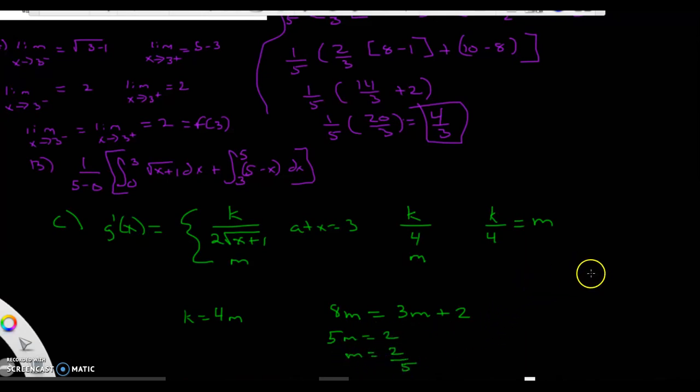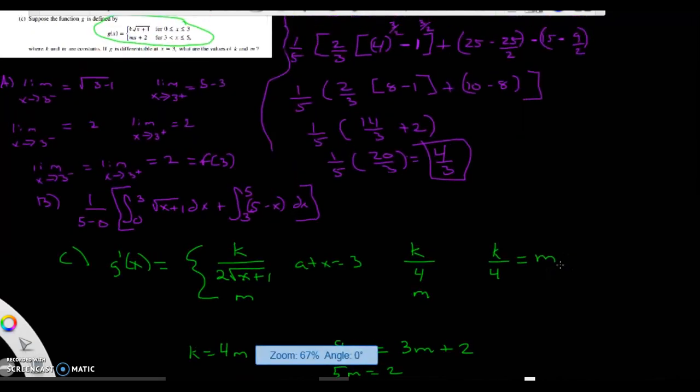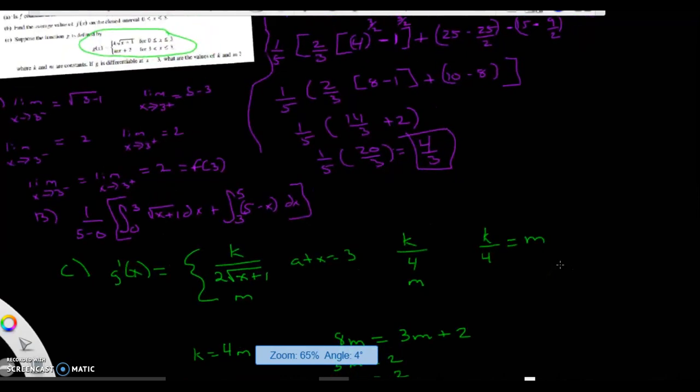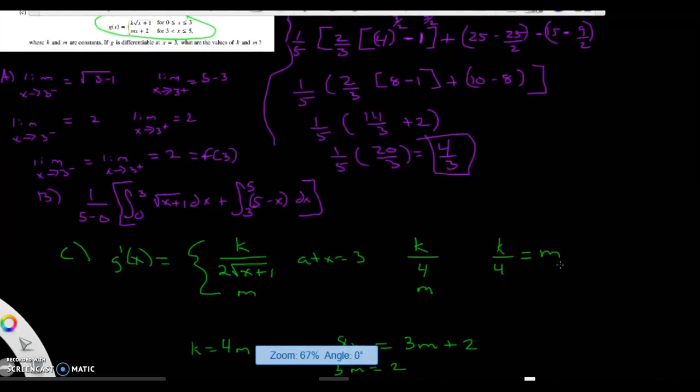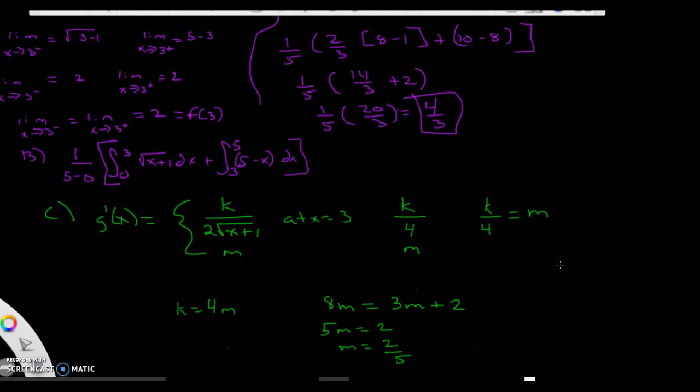Okay, if we have m equals 2/5, now we could solve for k. We have k equals 4m, and k is going to equal 8/5. Okay, and I hope this video helped.